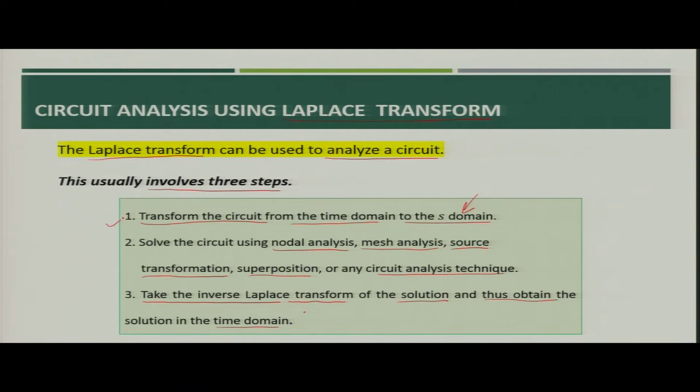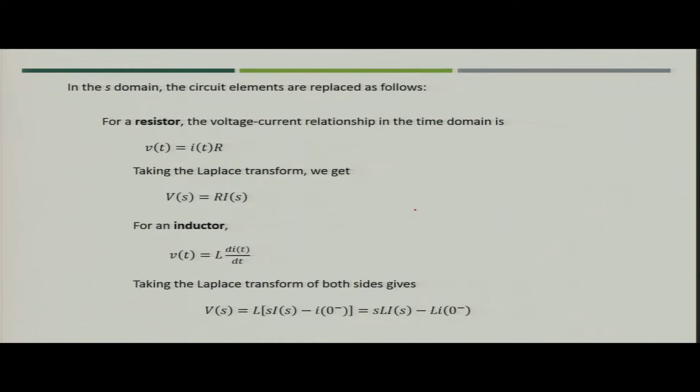The first thing we have to understand is how we can convert the various circuit elements from time domain into S domain. Let us first see the three key elements which we generally have in our circuit. Those are resistors, inductors and capacitors. How can we transform these three elements into the S domain?